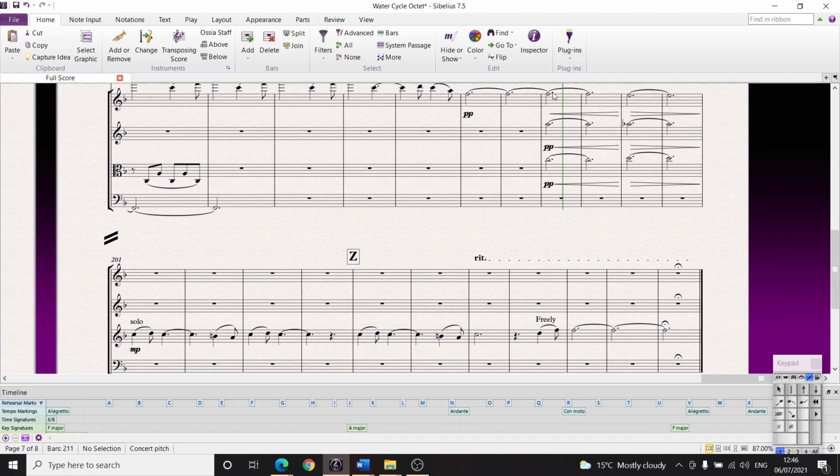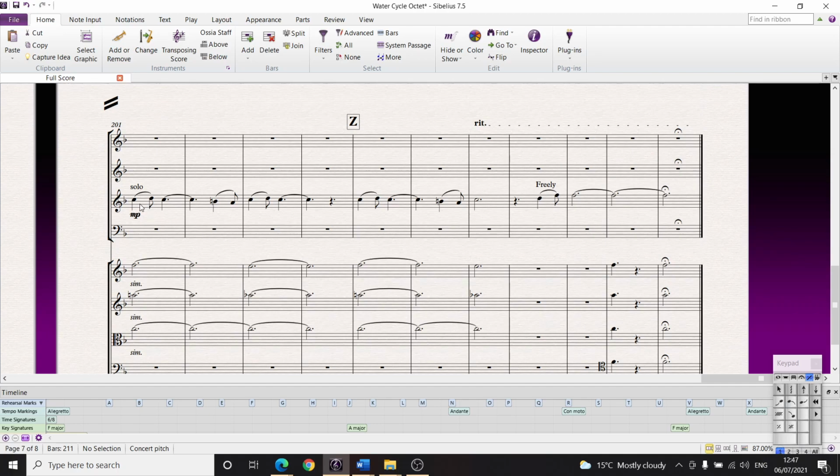So we get back to the initial cloud chords with the F major in its second inversion, and this kind of whole tone type chord there. The clarinet comes back with the cloud motif that we had at the beginning.